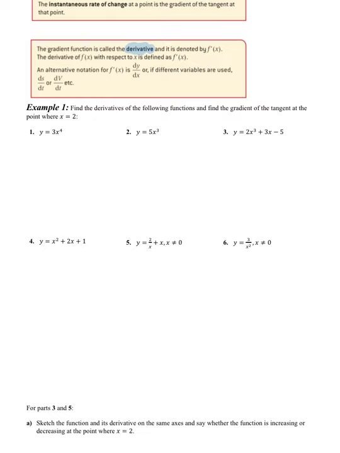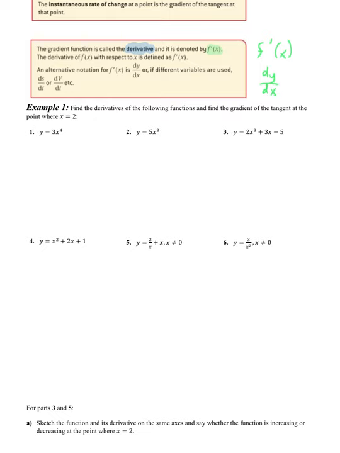So the derivative is going to be denoted by f prime of x. It looks like f of x, except it's got a little tick mark on it. F prime of x is going to be a derivative. An alternative way you could see the derivative written is dy dx. Dy dx is another way to write the derivative as well. Either one is perfectly fine.